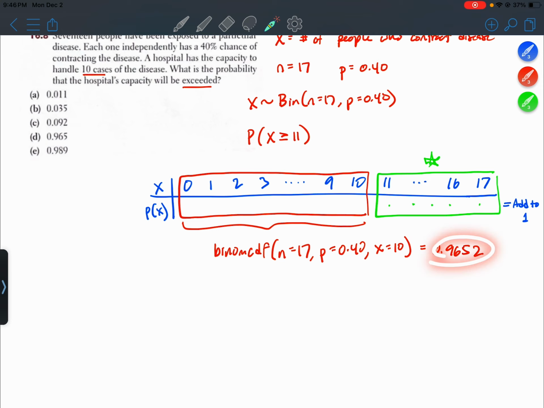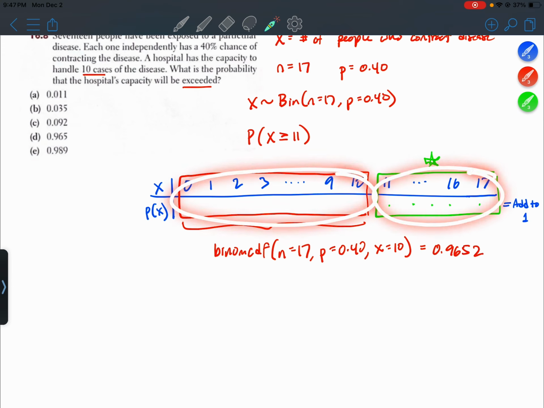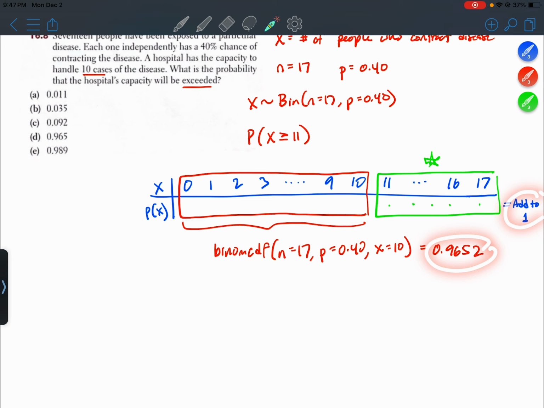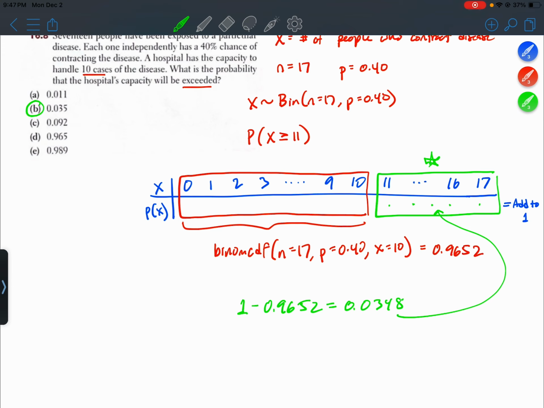Okay. So that is the probability of having 10 or fewer people contract the disease. Okay. That's not what we wanted. We wanted the probability of 11 or more people contracting the disease. Okay. But the sum of those probabilities combined with the sum of these probabilities has to equal 1. Well, I know this. We can subtract from 1, and then we'll get the remainder, which is going to be that. Okay. All right, so 1 minus 0.9652 is equal to 0.0348. Okay, so that is the probability we're looking for, and that, if we round, matches choice B.